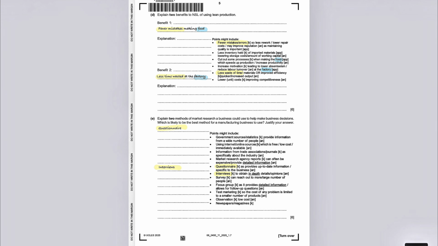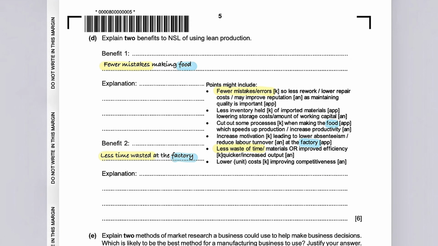For question D, it is exactly the same as question C. Explain 2 benefits to NSL of using lean production.